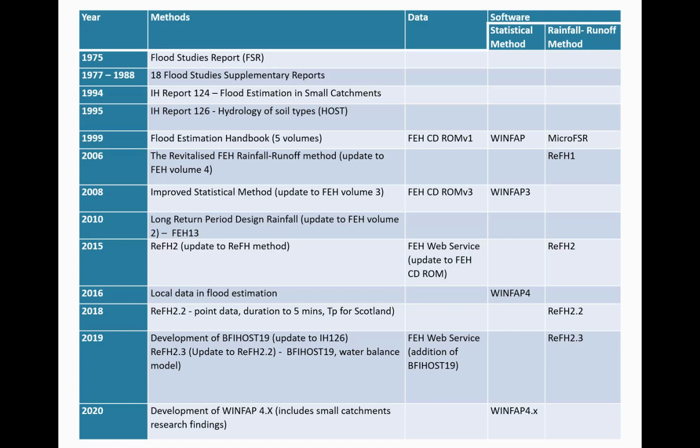In 2016, following a project on how local data could be used in flood estimations, some of these findings were implemented within the WinFAP 4 software product. In 2018, there were some minor updates to the FEH2 methodology, resulting in the FEH 2.2 software. In 2019, following the development of BFI Host 19, which is an update to the IH126 method, the FEH web service was updated, and the FEH 2.3 model was also released as the FEH 2.3 software product. We anticipate that in 2020, following the findings of the small catchments research report, some further updates will be made to WinFAP.